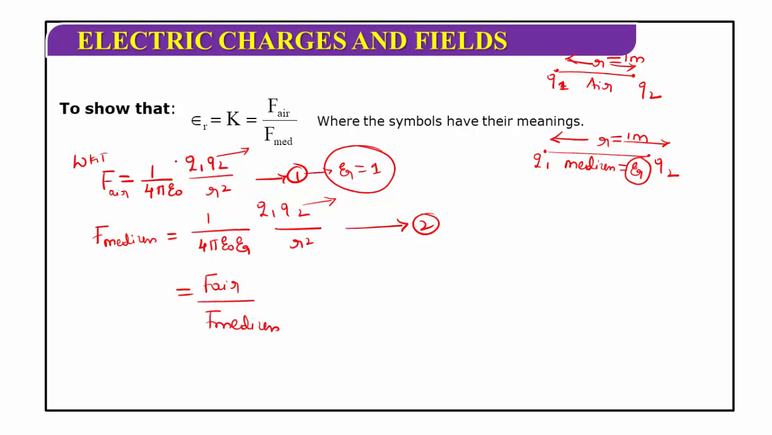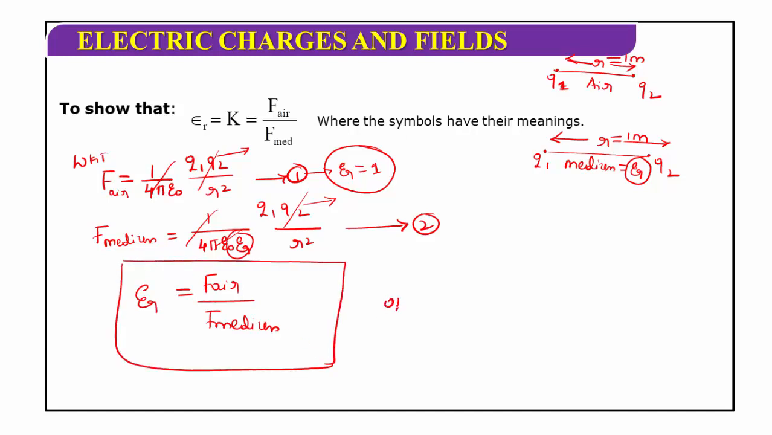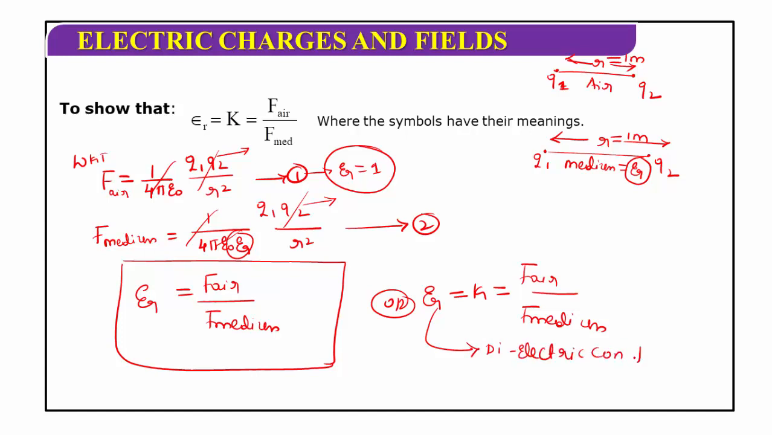When we cancel all the common values, the only value left is epsilon r. Epsilon r, which is equal to the constant K, is equal to F air divided by F medium. This is called the dielectric constant. This is also called relative permittivity.